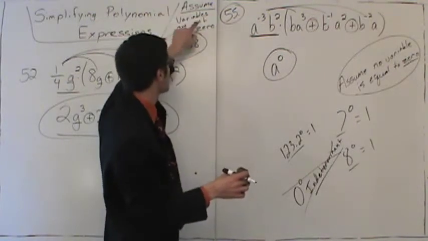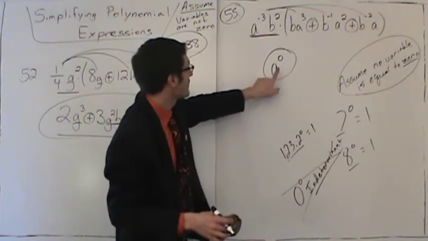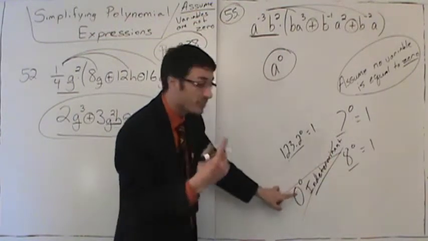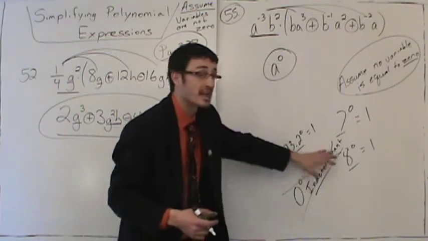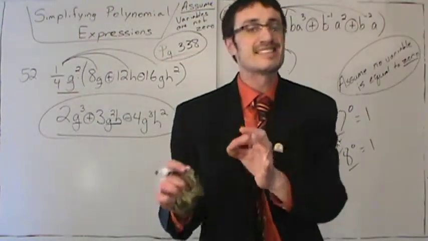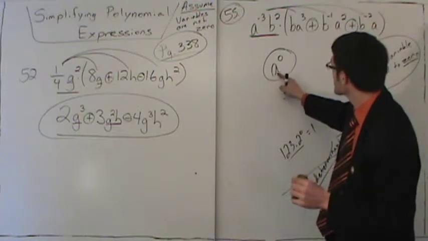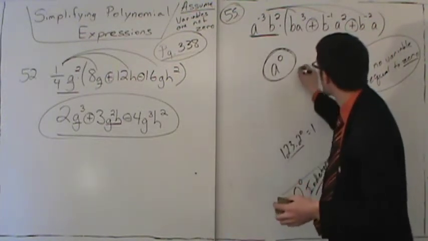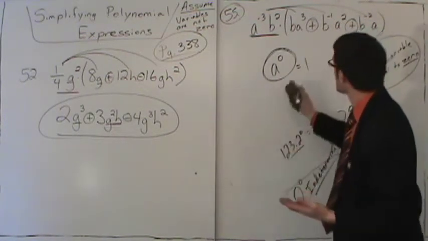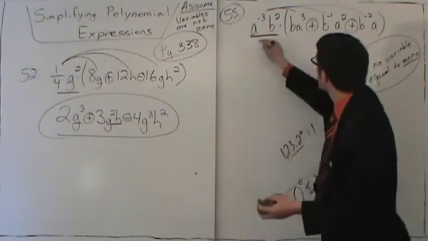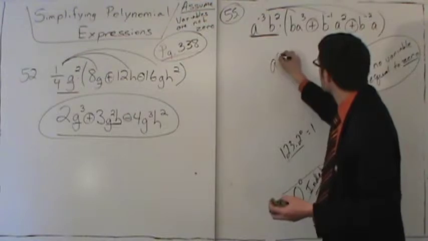Assume that variables are not 0 means that whenever you have a variable to the 0 power, you're not ending up with 0 to the 0 or an indeterminate case. So we're assuming that a is not 0. We don't know what a is, but we know what it's not. Since a is not 0, a to the 0 is equal to 1. Do we write the 1? No, we can ignore it. So negative 3 plus 3 gives a to the 0.